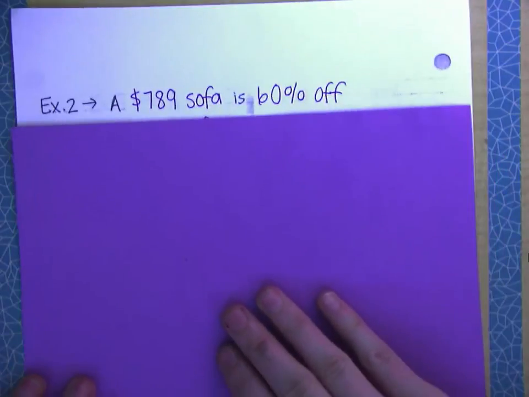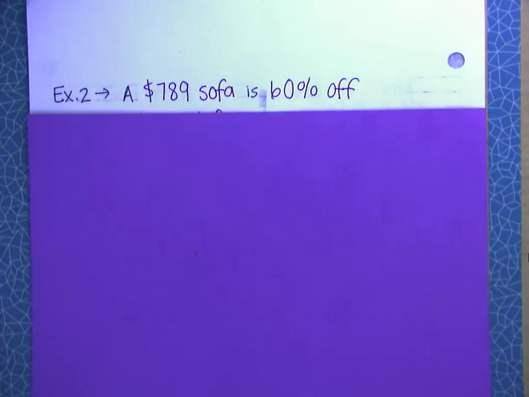All right, so let's say we're walking into a furniture store and you're looking to buy a sofa, and you happen to see one that is $789, but it's 60% off. So, you know, that store maybe is going out of business, so it's got this crazy sale where this sofa is going to be 60% off. So that's more than half of what the original cost is off.